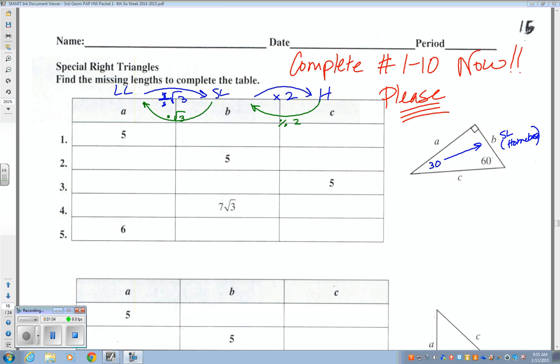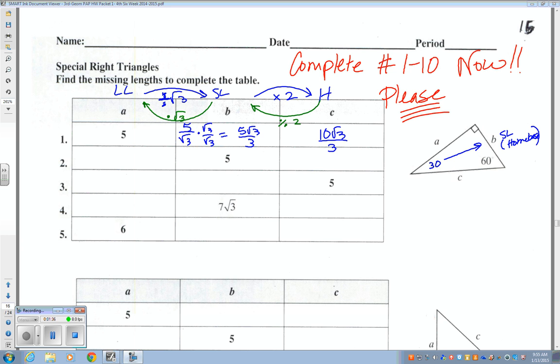So I have this long leg 5. I need to get to the short leg. We're going to divide by radical 3. But we can't keep the radical at the bottom, so you should rationalize it. And you should have got 5 square root of 3 over 3. Now, short leg to hypotenuse, you're going to do what? Multiply by 2. So this is 10 square root of 3 over 3. You just multiply the top.